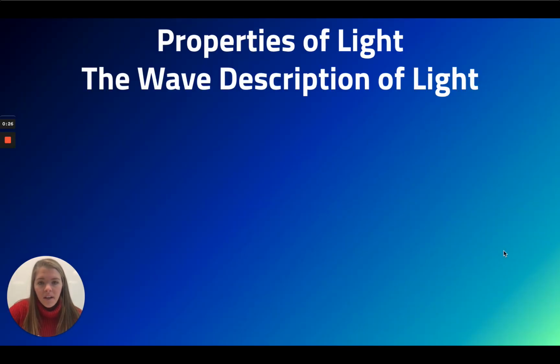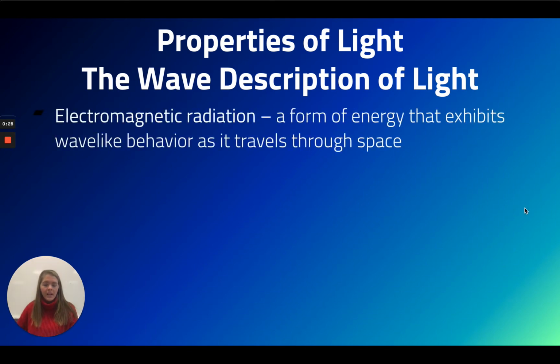So, properties of light and the wave description of light. Electromagnetic radiation: we talked about radiation in our last unit, but electromagnetic radiation is specifically a form of energy that exhibits wave-like behavior as it travels through space. We talked about convection, how things travel in currents, and conduction, how things travel through contact. But radiation is specifically how energy travels in waves, and we're going to be focusing on waves throughout this whole unit. As always, if you need more time to write things down, make sure you just pause the video.